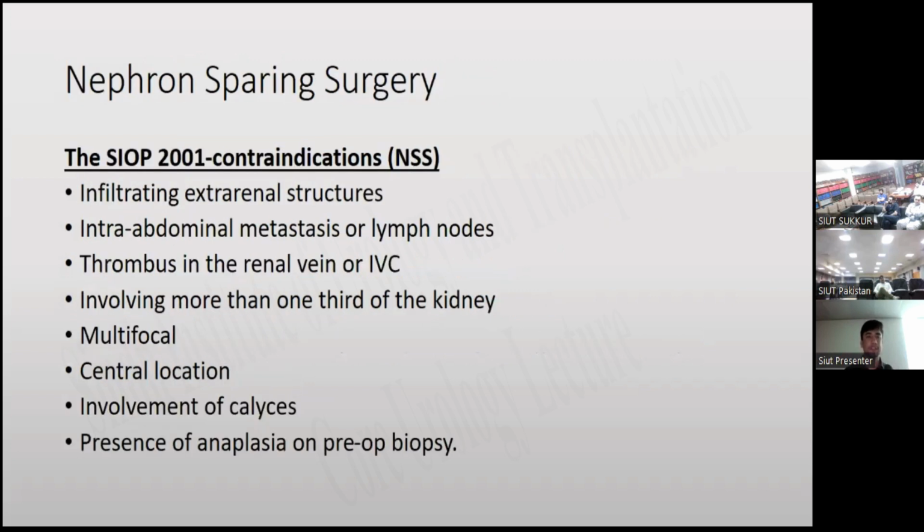So nephron sparing surgery, the SIOP and COG contraindications of nephron sparing surgery, in which cases you should not go for nephron sparing surgery. Number one is if the tumor is infiltrating into the extrarenal structures, if there is abdominal metastasis or lymph nodes, a thrombus in the renal vein or the IVC, if the tumor is involving more than one third of the kidney, if the disease is multifocal, or if it is centrally located, if there is involvement of the hilum, and presence of anaplasia and positive biopsy.